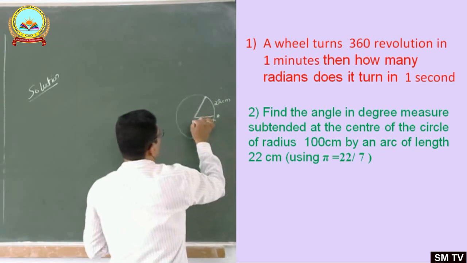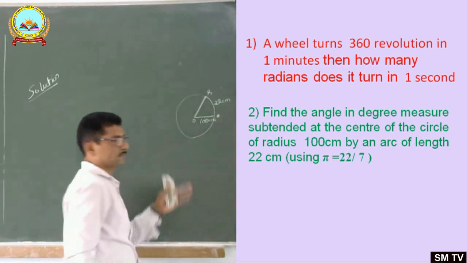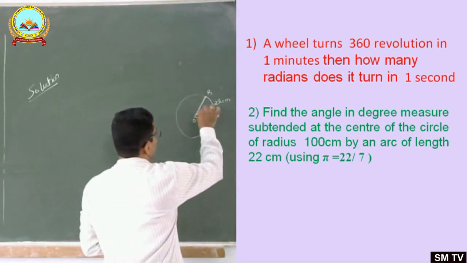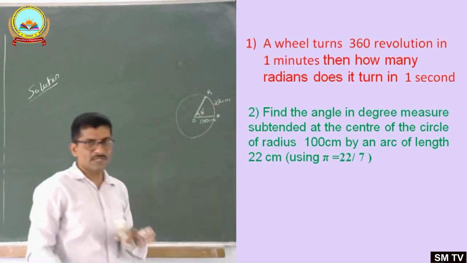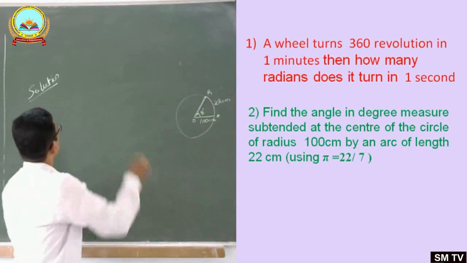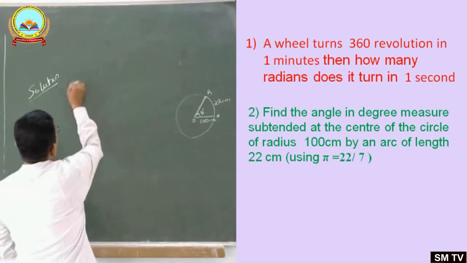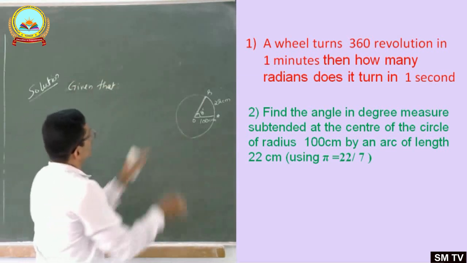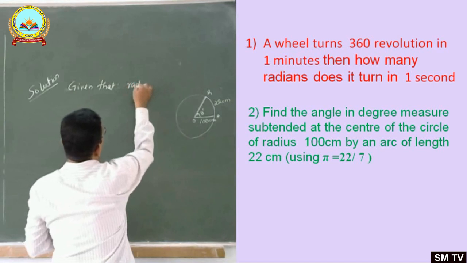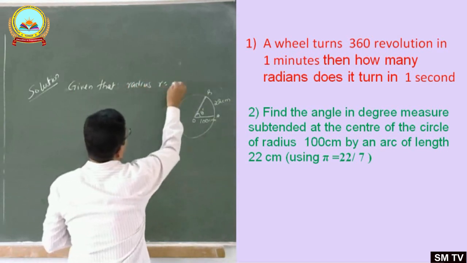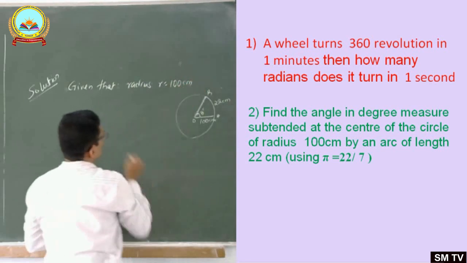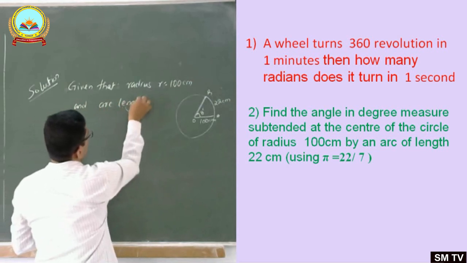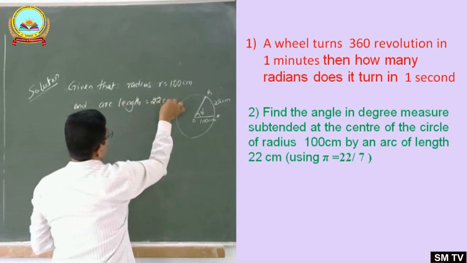This arc makes an angle. The arc length is 22 centimeters. Then find the angle in degrees. Very simple question. Given that, the radius r of the circle is equal to 100 centimeters and the arc length is equal to 22 centimeters.